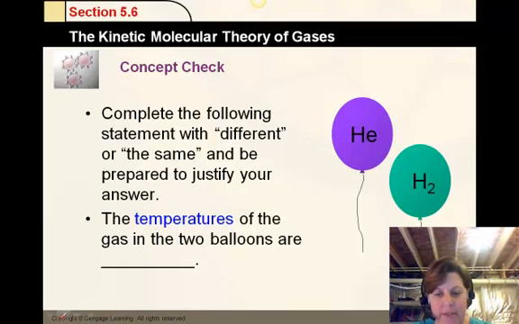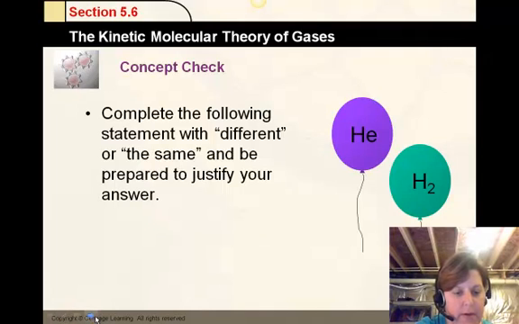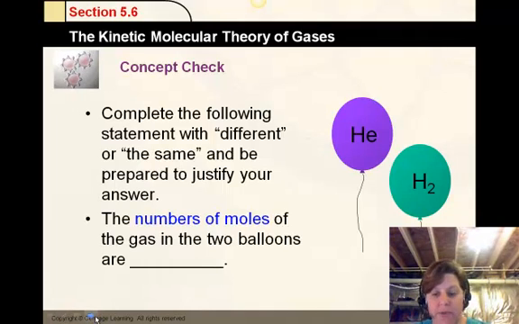How about the temperature of the gas in the two balloons? Well, I think I already mentioned we're assuming that they are the same. So they occupy the same volume and have the same pressure. They are probably the same temperature. What about the number of moles of gas in the two balloons? Well, we already know at standard temperature and pressure, 1 mole of a gas will occupy 22.4 liters. So we can again assume that the densities are equal.